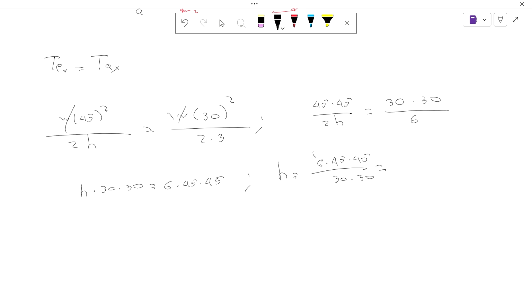And this is equal to 1, 5, and this is equal to what multiplied by 5 is 45. So we can cancel this one out.